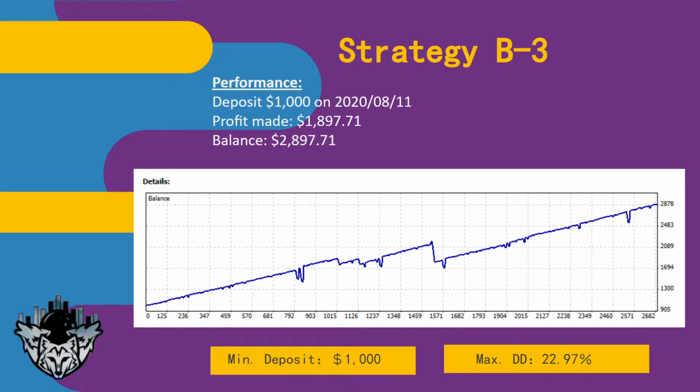Okay, a deposit of $1,000 since August 11th, 2020. Profits made is $1,897. The current balance we're looking at is $2,800 plus. So the growth curvature looks okay, constantly growing at least.